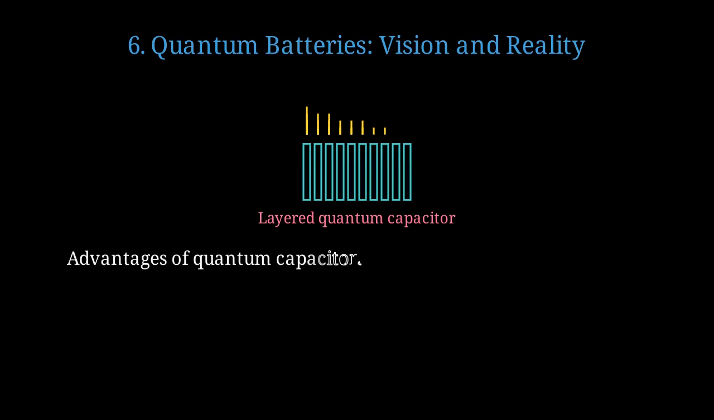Quantum capacitors offer several advantages: extremely fast charging, high power density, and electronic tunability. Charging timescales with RC, giving picosecond scale charging times. This is orders of magnitude faster than batteries.